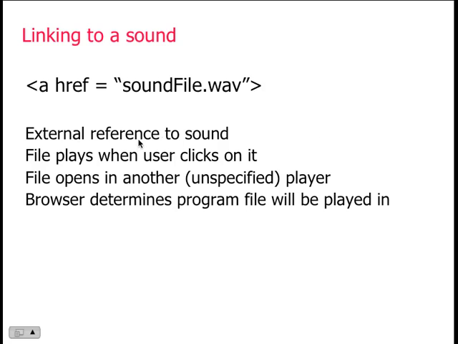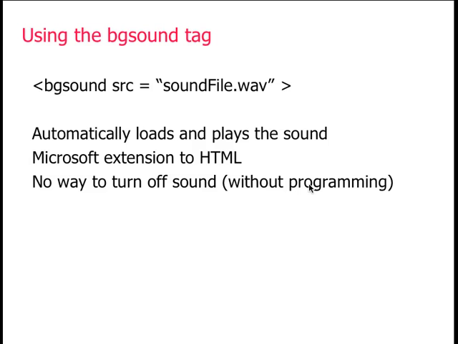So here we have the external reference to sound, and this is copied. This file itself is located in the local directory because we don't see a URL here. It's not referenced at all. The file will play when the user clicks on it, and the file opens up in another unspecified player, and then the browser determines the program that will play whatever file you've opened up. You can take it a step further and as an attribute specify the player. You can actually specify a URL for the player as well, which means that the user doesn't have to have the plugin, doesn't have to have anything installed in their browser.